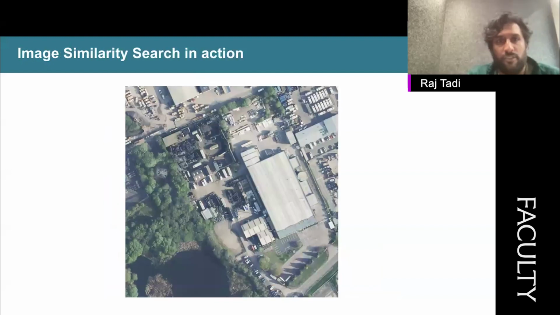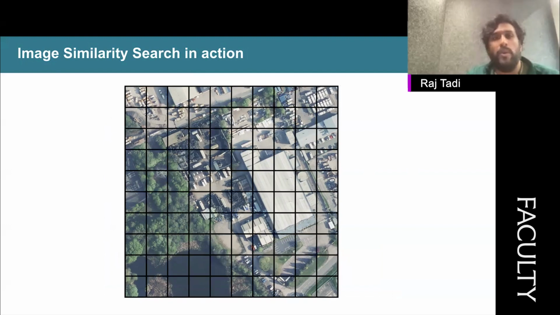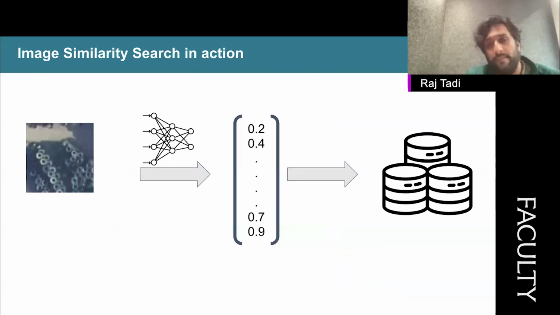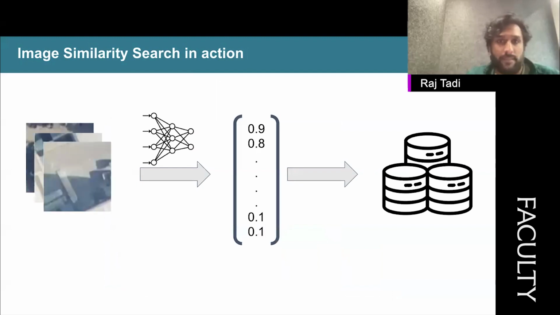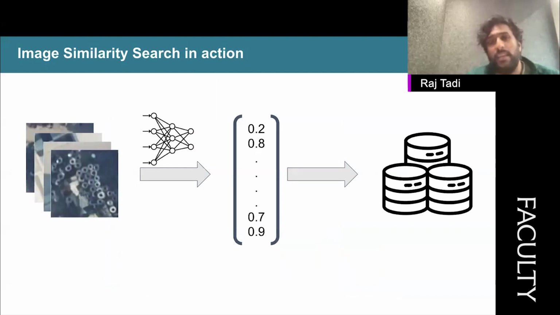So let's look at this in action. We begin by taking a location, and we take an aerial snapshot. We then divide this into patches, and for each patch, I embed it, and then I add it to a database. And the fantastic thing here is for each location, I actually only need to do this once.